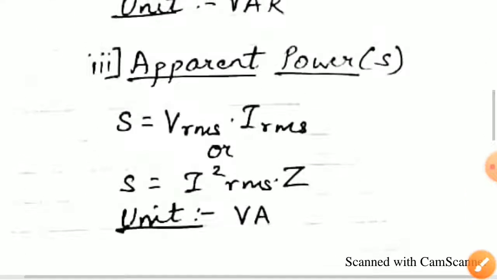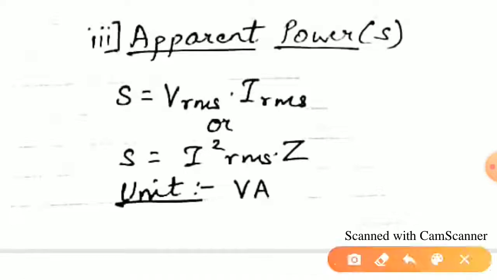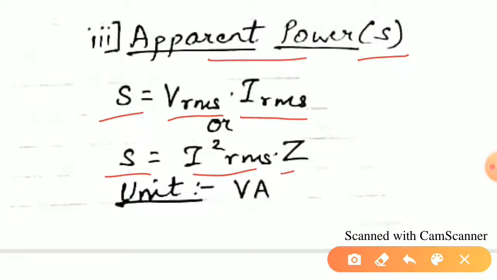The third type of power is apparent power, which is denoted by capital S. It is the product of RMS value of voltage and current. It can be given as S is equal to Vrms into Irms, or S is equal to I square rms into Z. Unit for apparent power is VA, that is volt ampere.